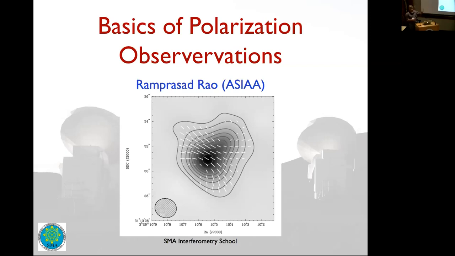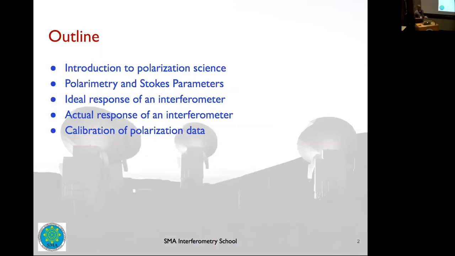For those of you who may not know, this was done a long time ago. This is NGC 1333 RS4A. We'll get to this a little while later. Okay, so why do we care about polarization? This is an outline, and we'll be talking about the polarization science. We'll talk about Stokes parameters, how you measure polarization, the response of an interferometer to polarized signals, the ideal response, and then the actual response and the presence of contaminations, things like instrumental polarization, and ultimately how you calibrate the polarization data.